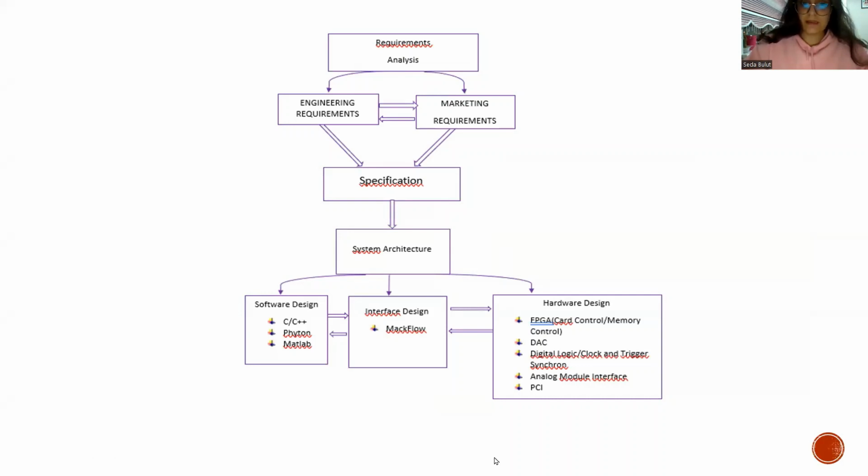As you can see in the flow diagram, we are currently trying to establish the system architecture while using various software languages such as C and C++, Python, and MATLAB in software design. In the hardware system, we started to use control mechanisms such as FPGA, DAC, digital logic and analog module, and PCI in our current design. Interface design, on the other hand, can be done for free on the MacFlow site as a result of our research.